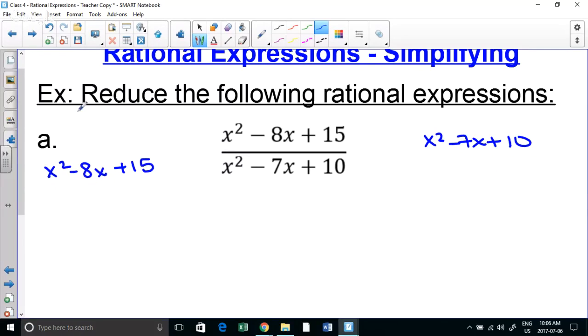Here, my product is 15 because I have 1 times 15. So I have 1 and 15, 3 and 5. This is positive. This is negative. That means that all of my factors are negative, referring back to your chart.